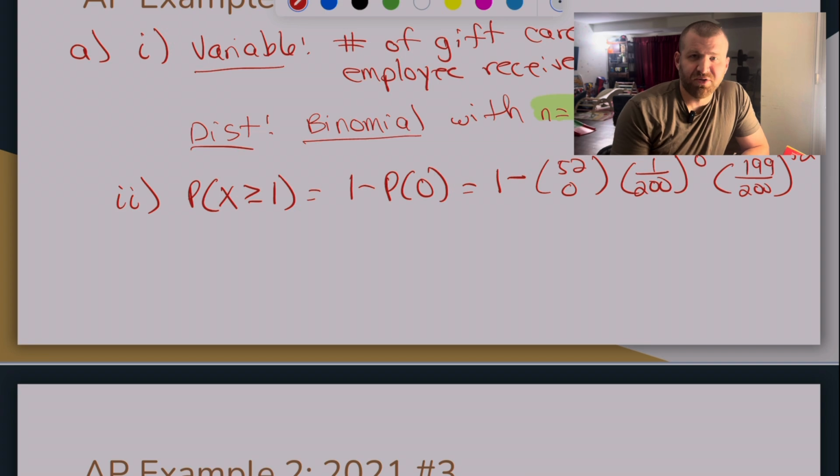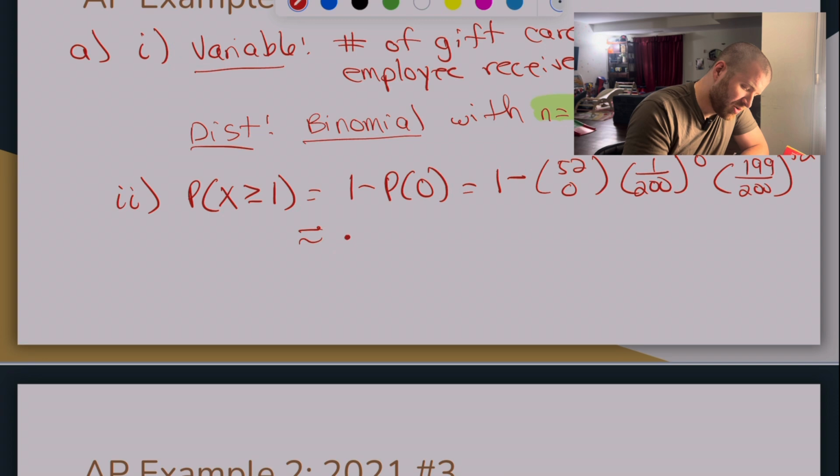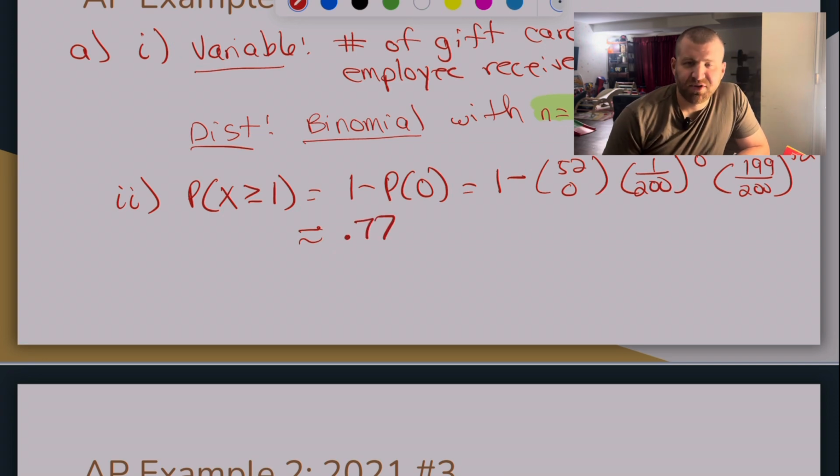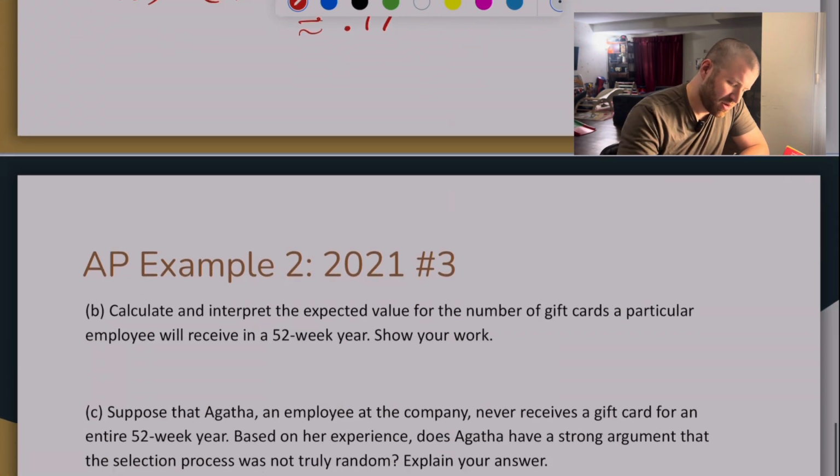So literally I lose 52 weeks in a row. Now, I believe, if I remember correctly, this probability works out to be about 0.77. Again, I don't have a calculator with me. I'm not going to take the time to go to the calculator to do the calculation. But I believe it's about 77% in that particular case. Which actually makes sense when you think about it. You have about 200 employees. There's 52 weeks in a year. You would expect about 52 people to get a gift card, that's about a quarter. So yeah, it does work out.